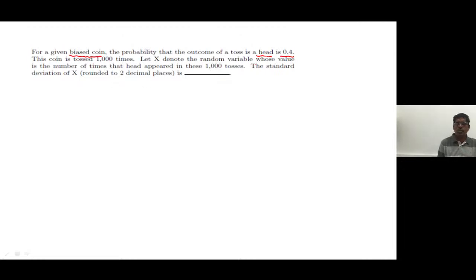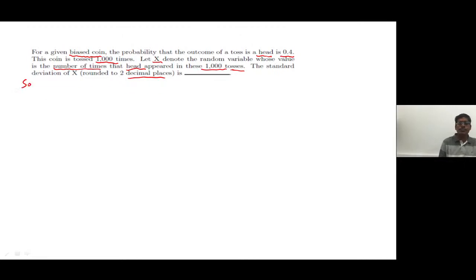This experiment, that is this coin, is tossed 1000 times, so n is very large. You are playing this experiment a large number of times. But p is not a small quantity. It is a normal, moderate quantity. It is not very small. So don't apply the Poisson distribution. Let x be a random variable whose value is the number of times that head appears. Please underline number of times that head appears in these 1000 tosses. So x is a random variable. The standard deviation of x, rounded to 2 decimal places. There is a formula based procedure directly for finding the standard deviation, mean and variance of a binomial distribution.